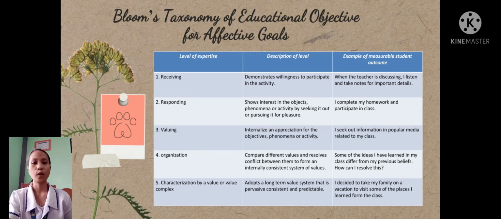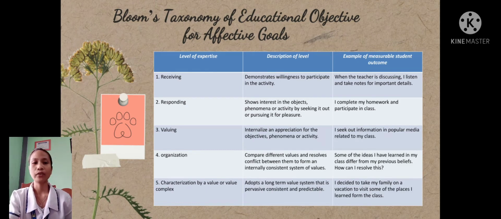The third level of expertise is valuing. It internalizes an appreciation for the objectives, phenomena, or activity. An example is I seek out information in popular media related to the study.